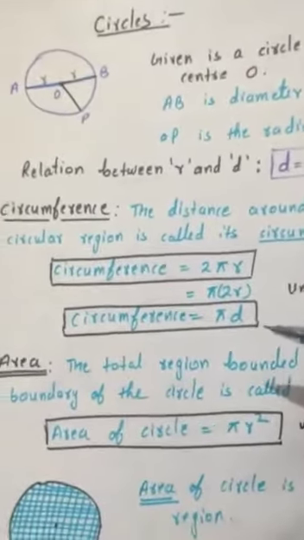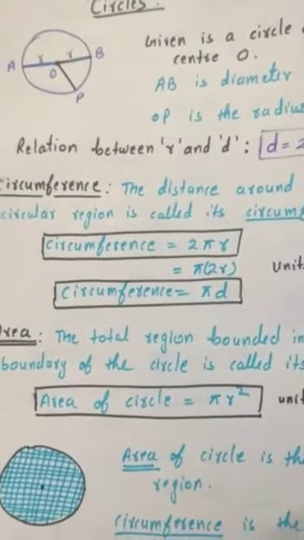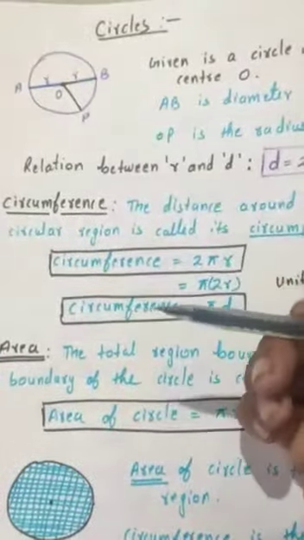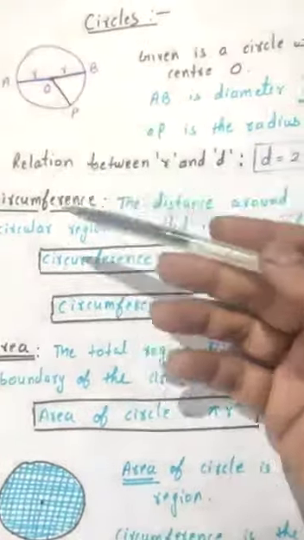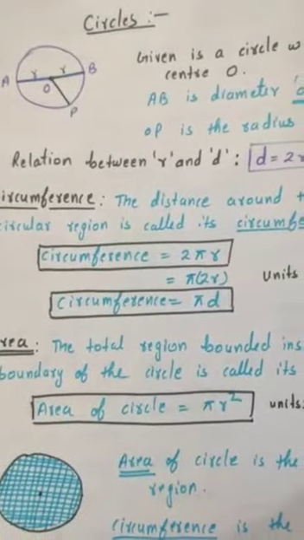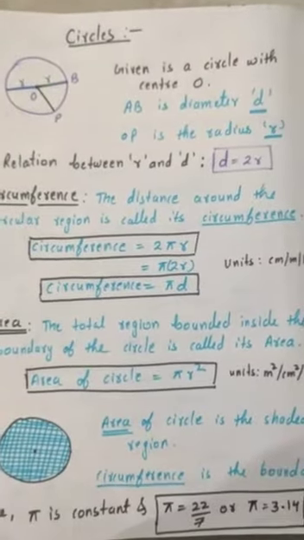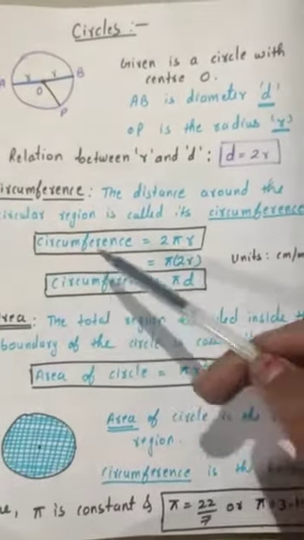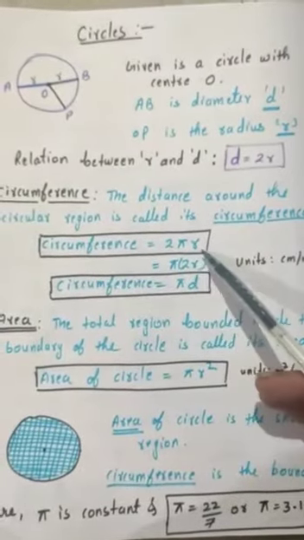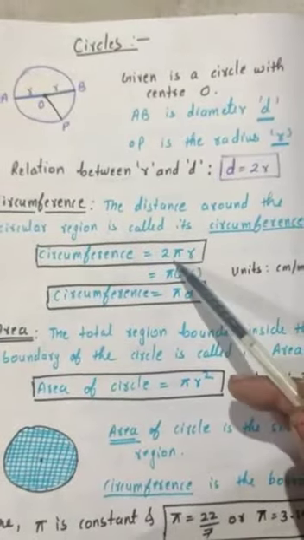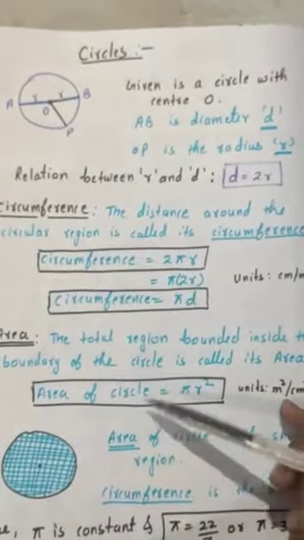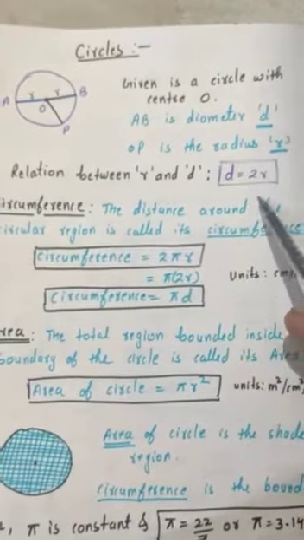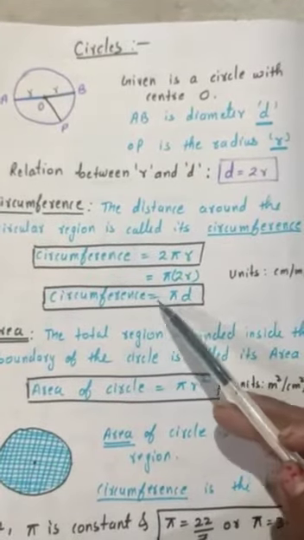Now what do you mean by circumference? Circumference is the special name given to the total length, which is called the perimeter. So the perimeter of a circle is given a special name, that is called circumference. The distance around the circular region is called circumference, and its formula is 2 pi r, where pi is the constant, and I will tell you about its value. But before that, if you rearrange it, it becomes pi into 2r, and 2r is equal to D. So it becomes pi into D.